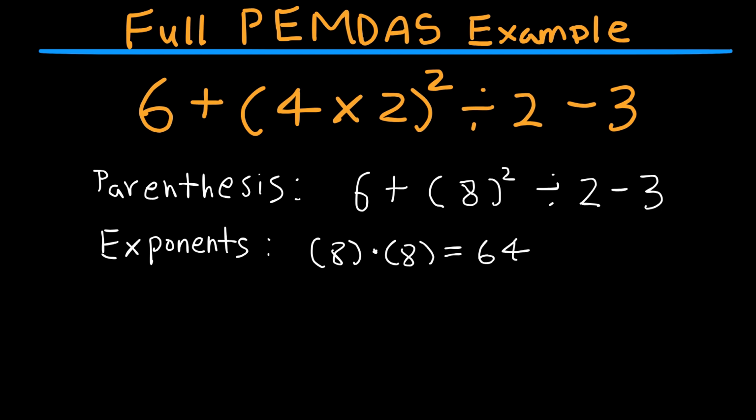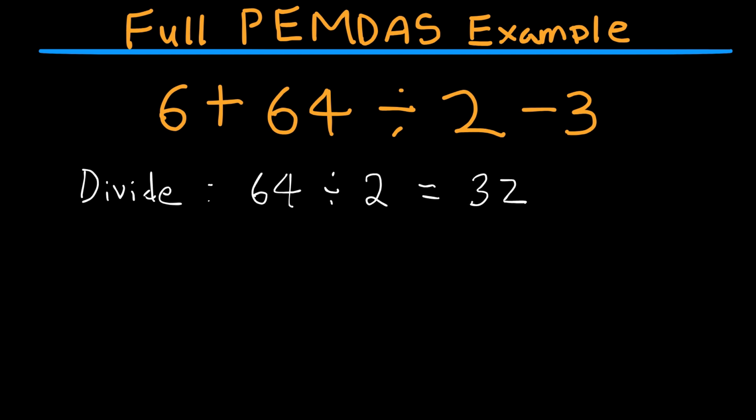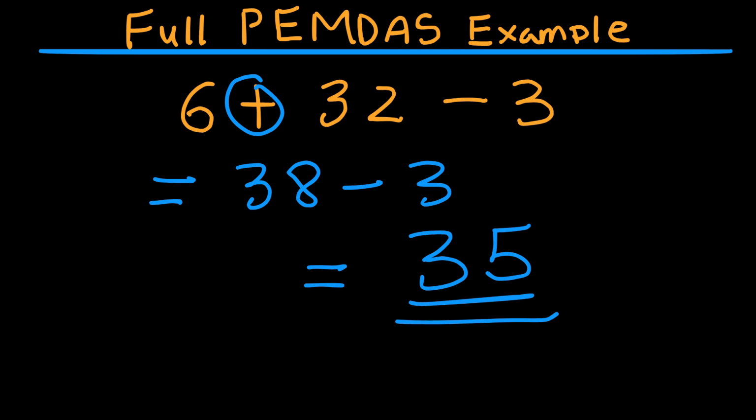The next step will be exponents. So you need to solve for the exponent, which is 8 times 8, which will give you 64. Now that problem reduces to 6 plus 64 divided by 2 minus 3. Ask yourself, what's the next step here? The next step we should take is 64 divided by 2. 64 divided by 2 will give you 32. Now it's 6 plus 32 minus 3. 6 plus 32 is 38. 38 minus 3 will be 35. Your answer should be 35. Did you get 35? If not, go back and watch each step. This is how you master PEMDAS.